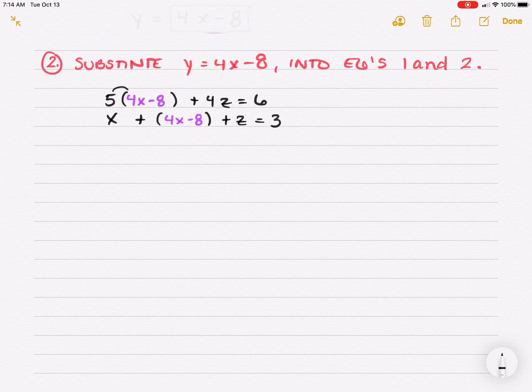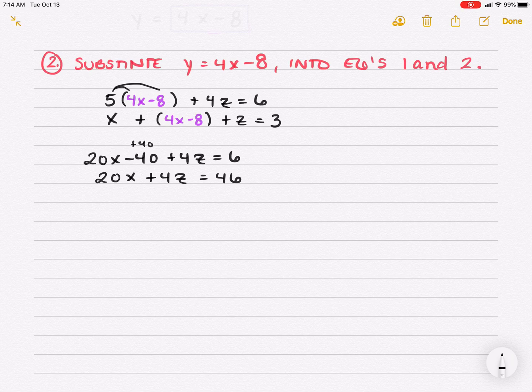So let's distribute the 5. Let's see if we can combine like terms right here. I get 20x minus 40 plus 4z is equal to 6. And so let's simplify more, and we end up with 20x plus 4z equals 46, because remember what I'm doing right here is adding 40 to both sides. And so this is going to be that first equation.